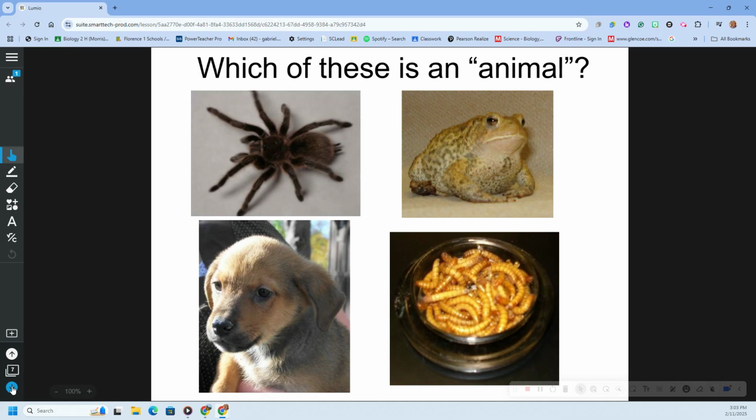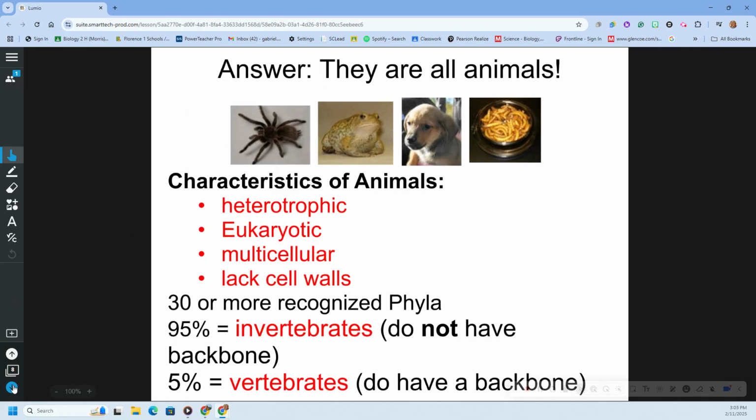Like I mentioned before, if I asked you which of these is an animal, you would probably be pretty certain the dog is an animal and maybe the frog. But a lot of times students don't realize that arthropods like these mealworms and the spider, even though they are invertebrates, they don't have a backbone, they are animals. The reason they qualify as animals is because they meet these 4 characteristics. Okay, so you can write what's in red.